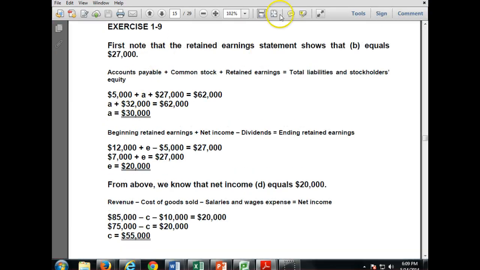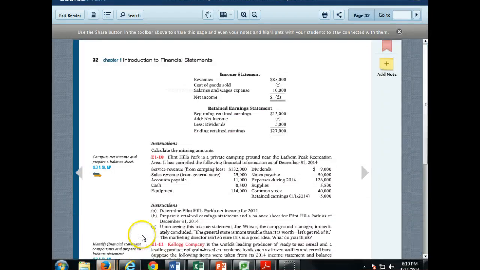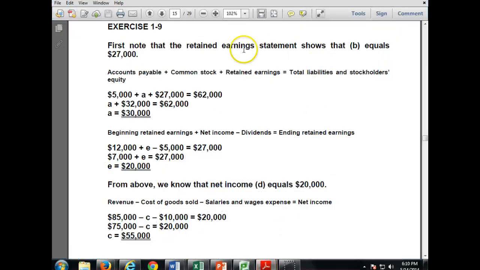So we know the retained earnings statement ending balance, sorry guys, is $27,000. To make that work, our net income needs to be 20,000. Does that make sense? Beginning retained earnings plus net income minus our dividends equals our ending retained earnings. So we know our income there has to be 20.